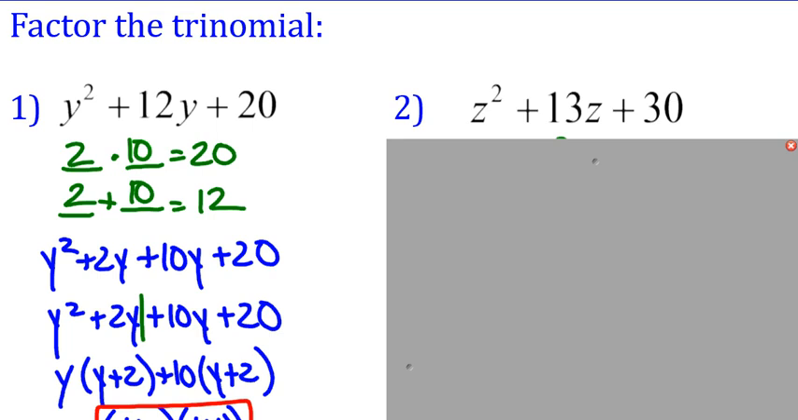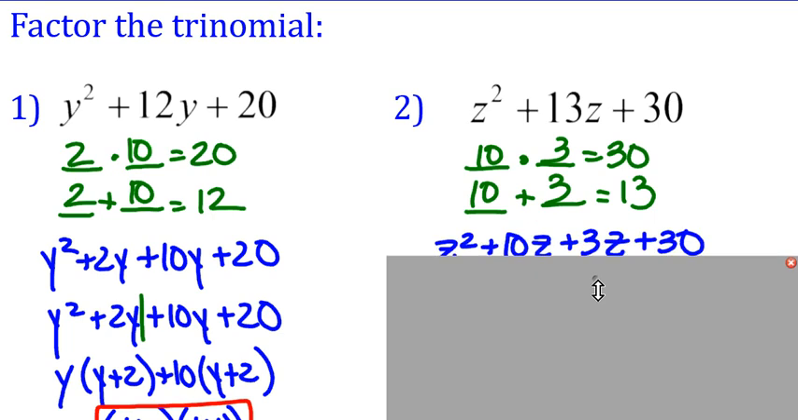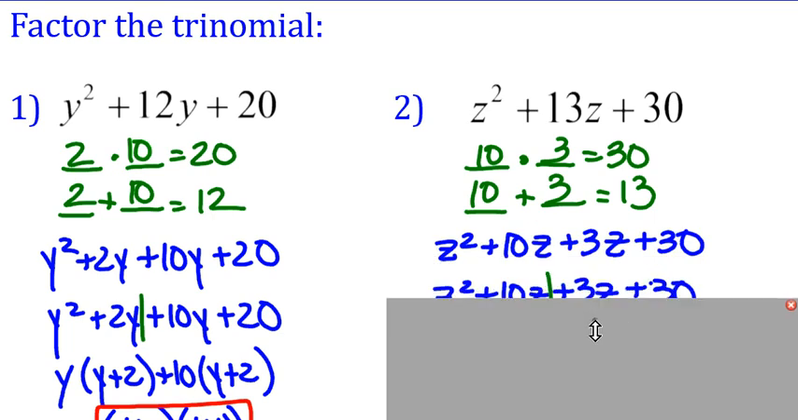Our second polynomial, z squared plus 13z plus 30. Again, looking for a greatest common factor, we can see we only have a 1, so we'll continue to the next step, thinking what times what gives us 30 and what plus what gives us 13. We know 10 and 3 would meet both of those requirements, so again, we could write it as 4 terms, look at it in pairs, and divide out what they have in common.